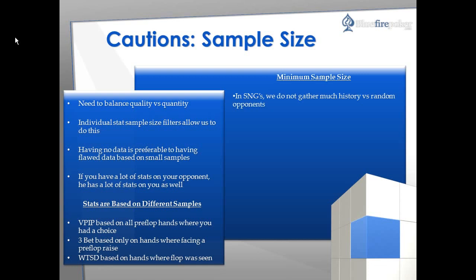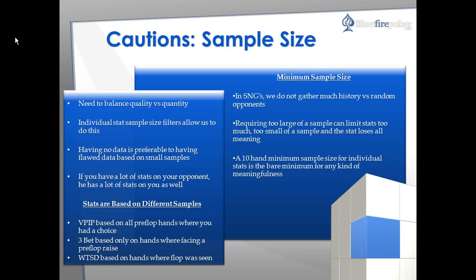We need to make use of the minimum sample size filters in Hold'em Manager, because in sit and goes we don't gather very much history against our random opponents. And if we require a very large sample size, it can limit the stats too much, but if we use too small of a sample size, the stats lose all meaning. A 10-hand minimum sample size is usually pretty good for these individual stats, and it's absolutely the bare minimum that we can use for any type of meaningfulness.